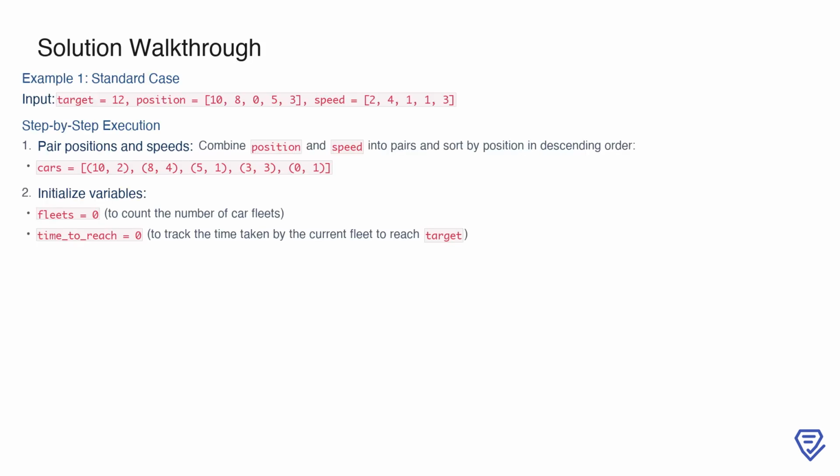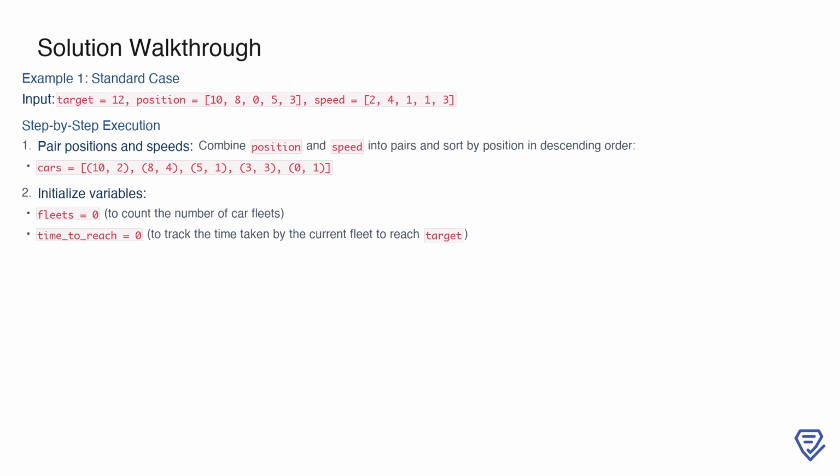In this example, we have a target of 12, with cars positioned at 10, 8, 0, 5, and 3, and their respective speeds are 2, 4, 1, 1, and 3. The first step is to pair each car's position with its speed and sort them by position in descending order. This gives us the list of cars as (10, 2), (8, 4), (5, 1), (3, 3), (0, 1). Sorting by position ensures we process cars starting from the one closest to the target, working backward.